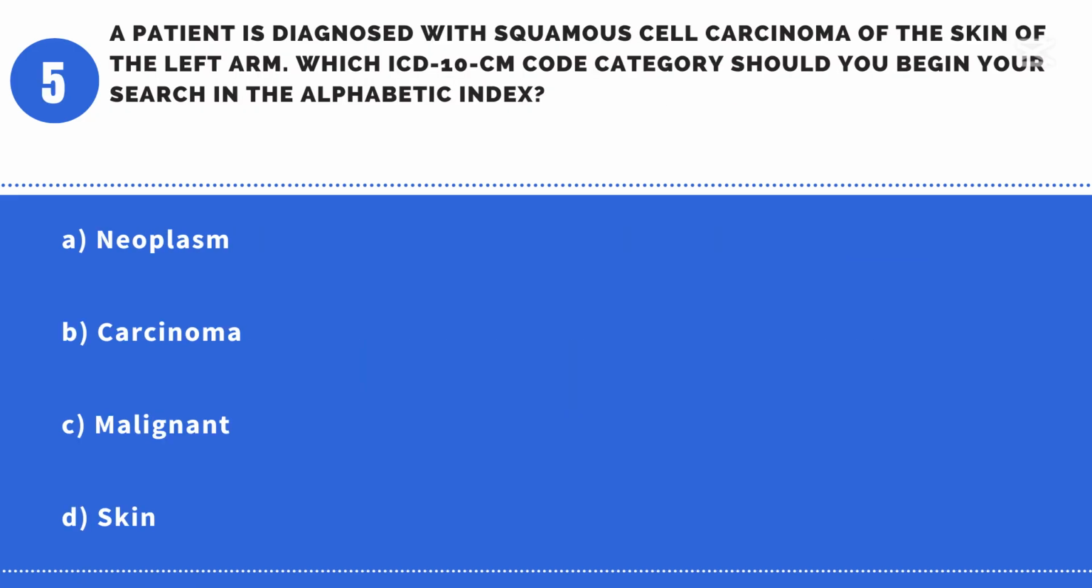Question 5. A patient is diagnosed with squamous cell carcinoma of the skin of the left arm. Which ICD-10-CM code category should you begin your search in the alphabetic index? A. Neoplasm. B. Carcinoma. C. Malignant. D. Skin.